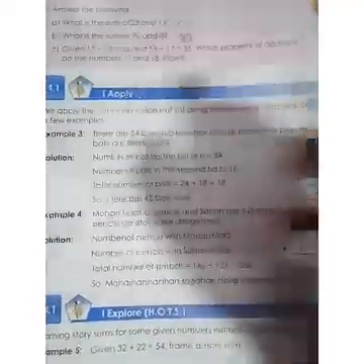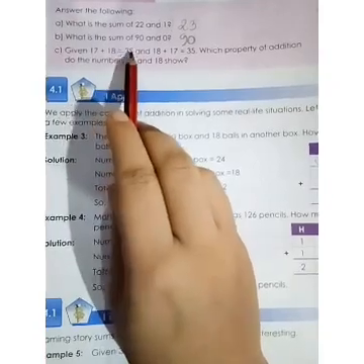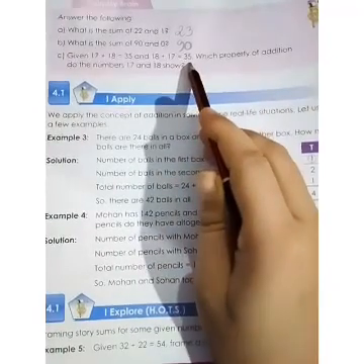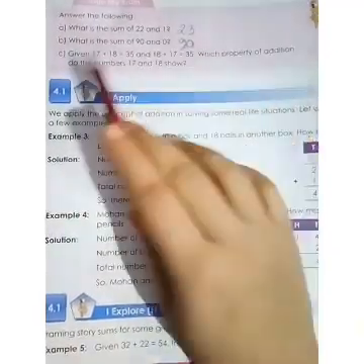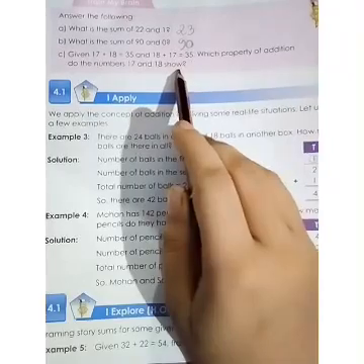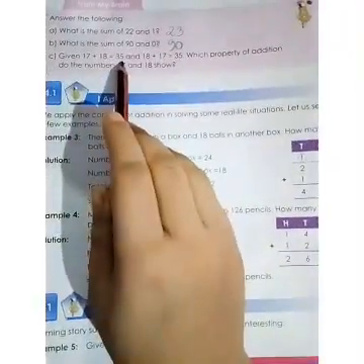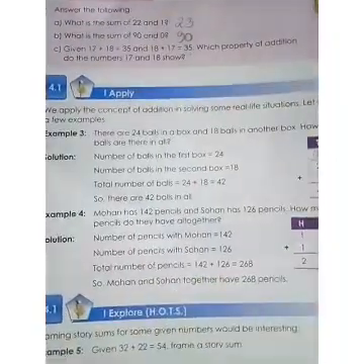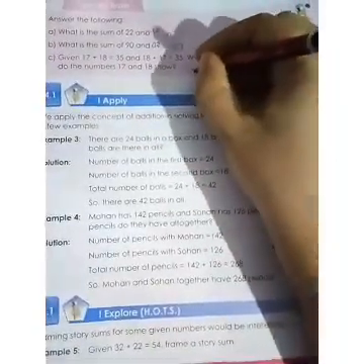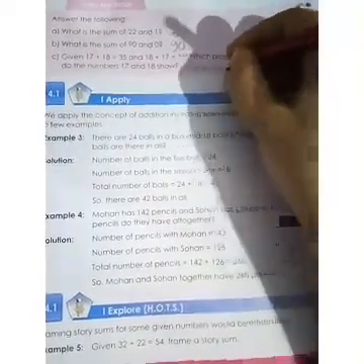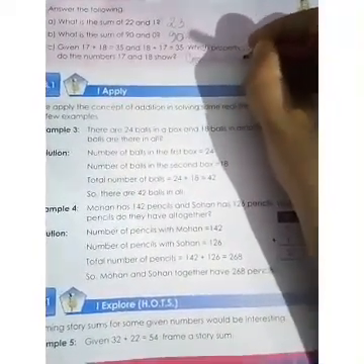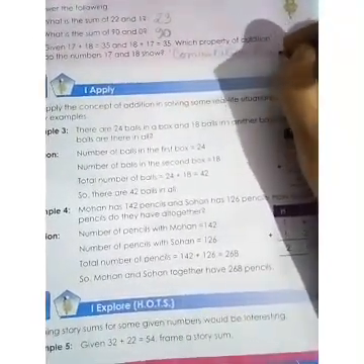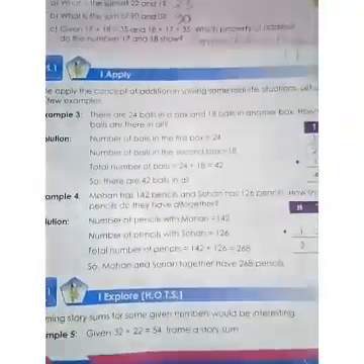The third question is given. 17 plus 18 equals 35 and 18 plus 17 equals 35. Which property of addition do the numbers 17 and 18 show? We are getting the same answer, and the numbers are exchanged. So what is this property? The property is the commutative property. You can write it in the Train My Brain in the book itself using your pencil.